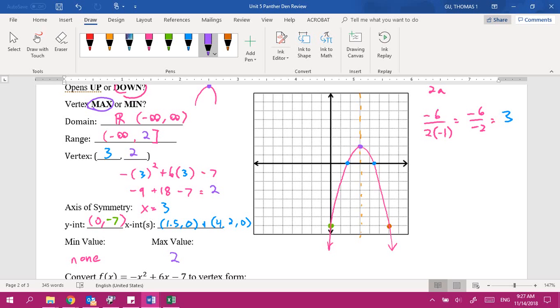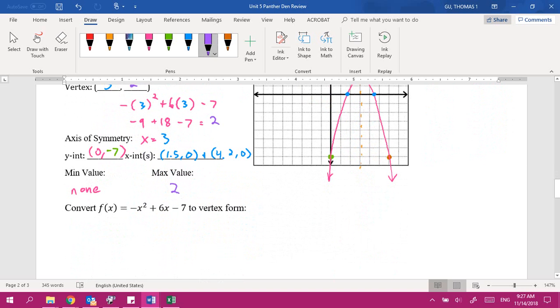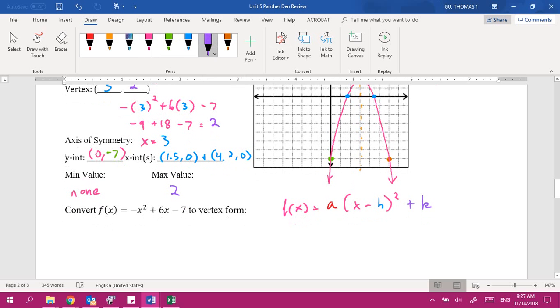One more thing, though. We need to convert this equation into vertex form. Now, remember, vertex form is f of x equals a times x minus h squared plus k. Okay? So right now we have standard form and we want to convert it into the vertex form. So we just fill in all the blanks.